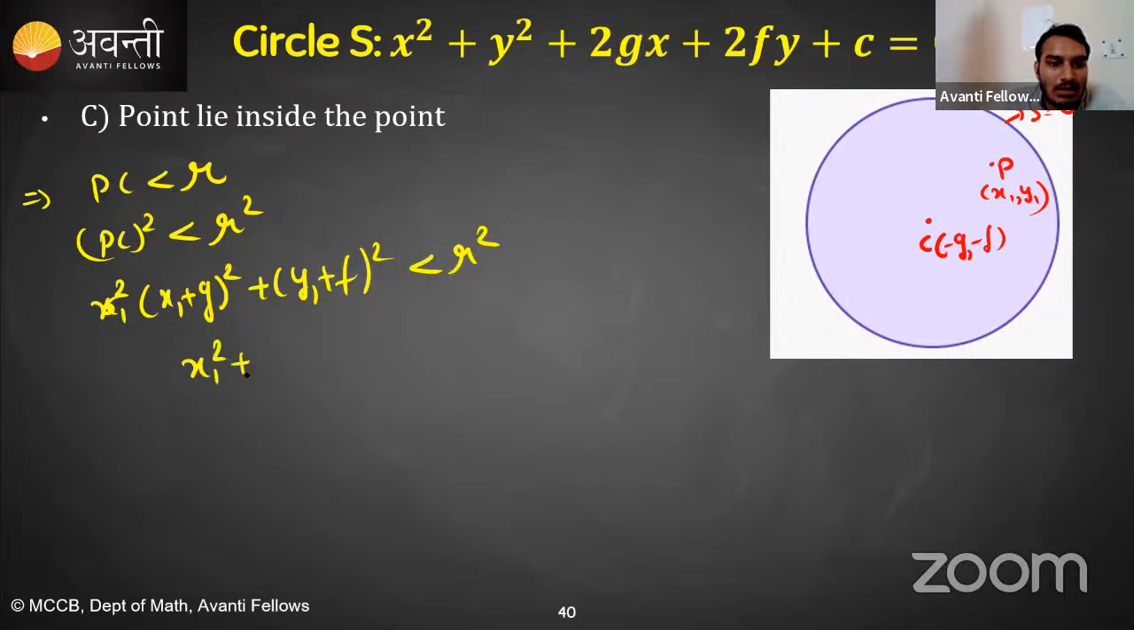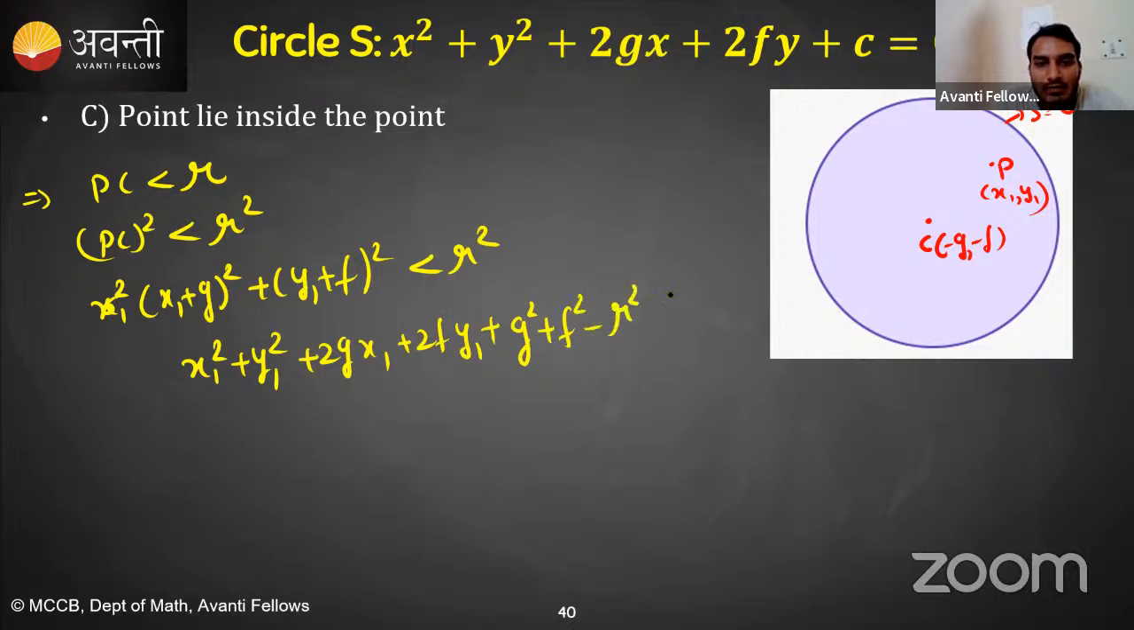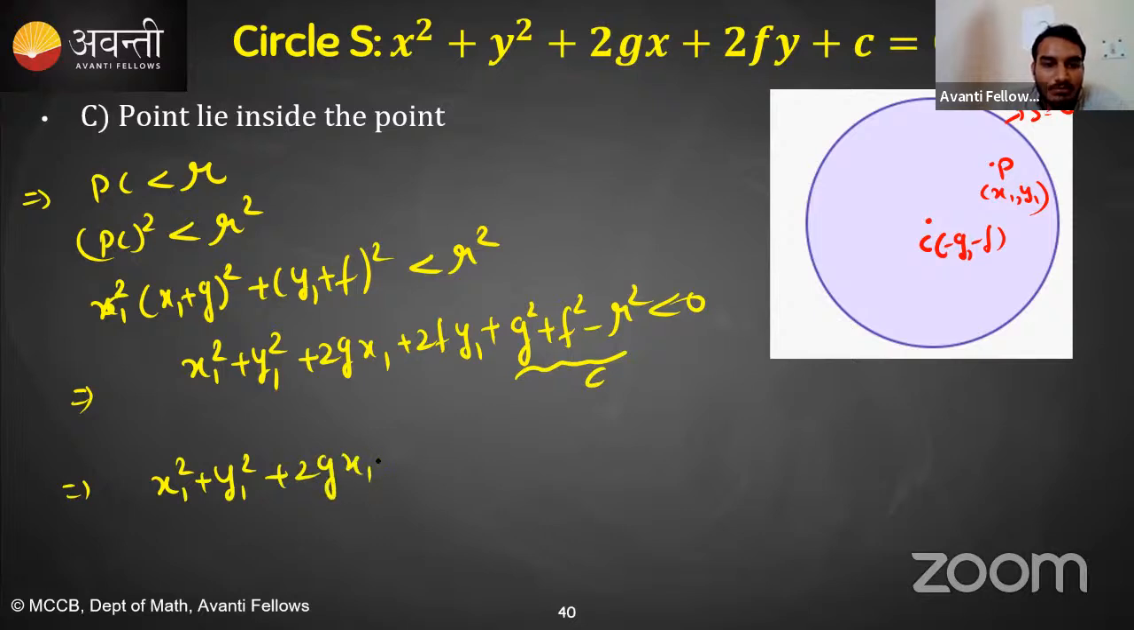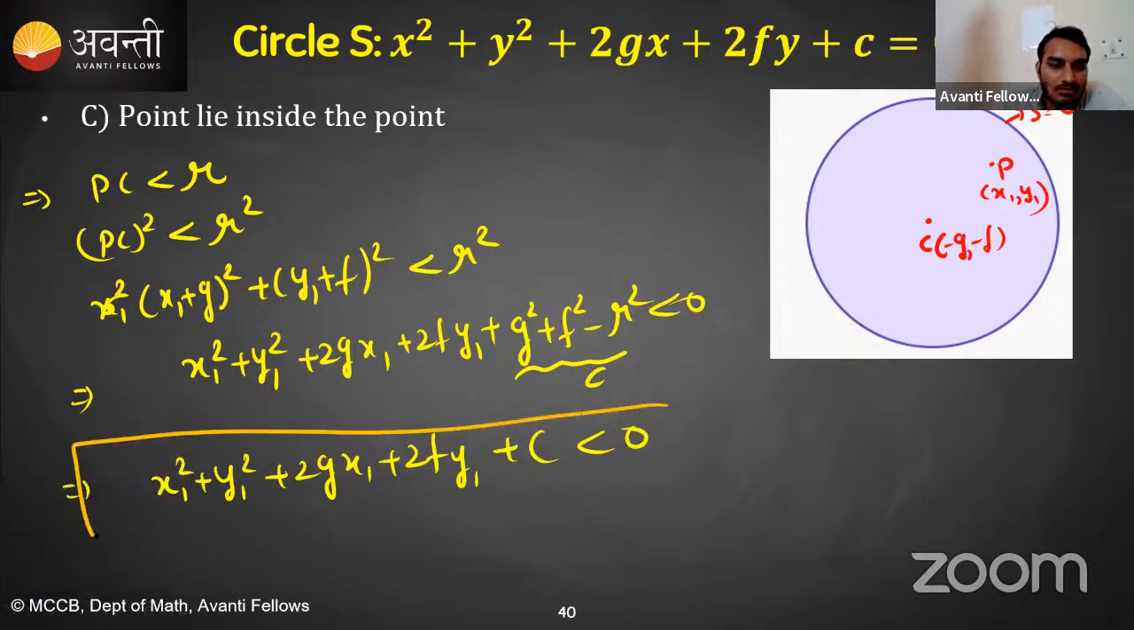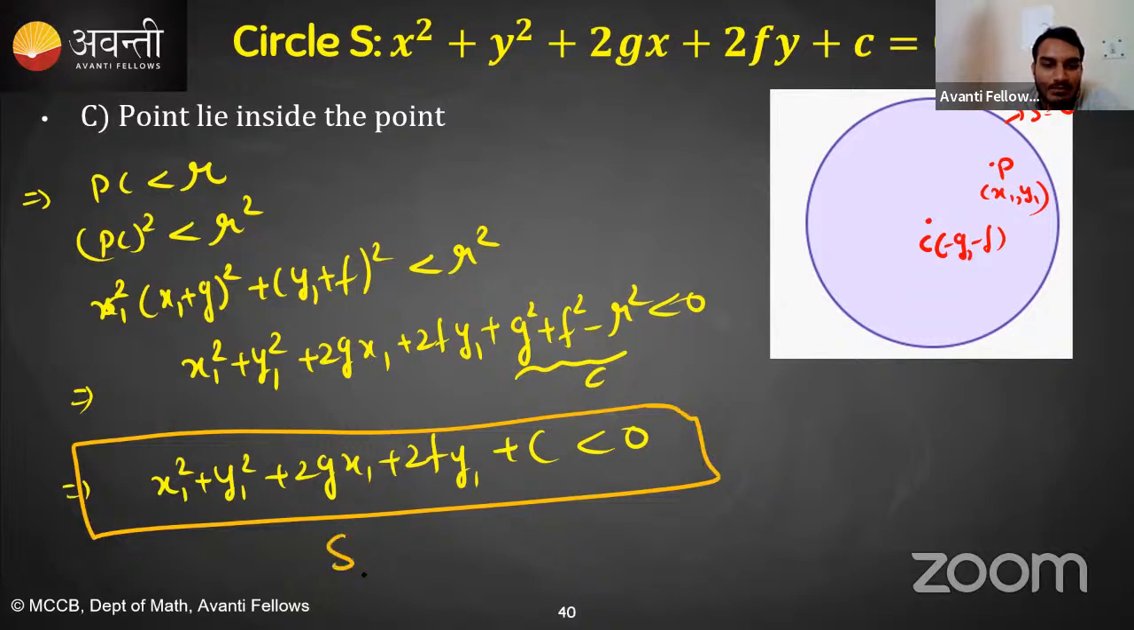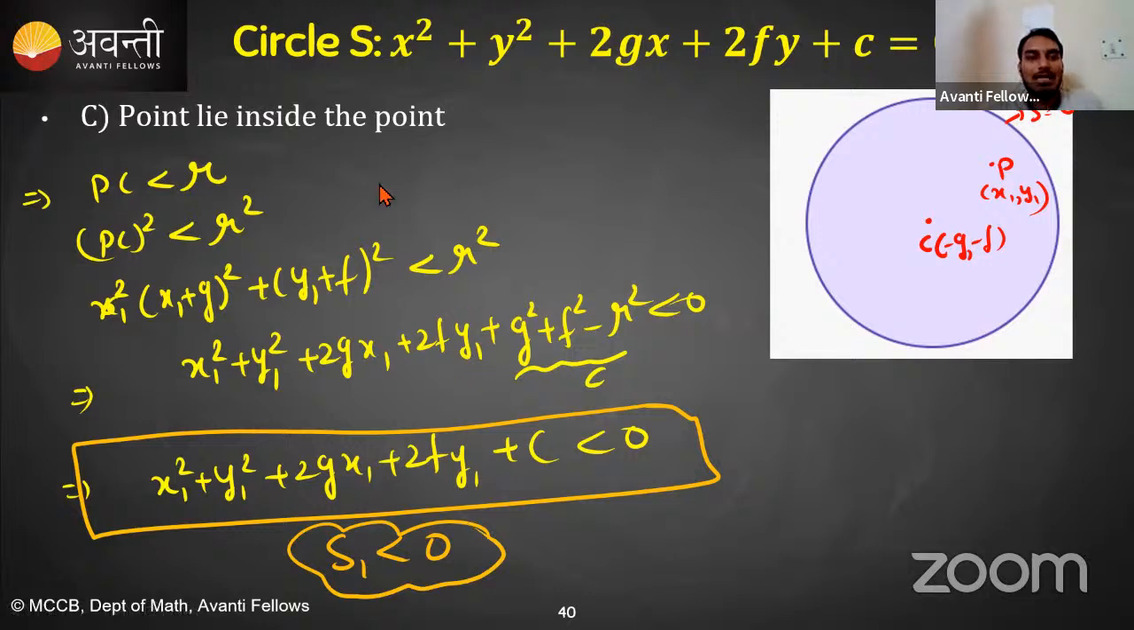Simplify this, you will get x1 square plus y1 square plus 2gx1 plus 2fy1 plus g square plus f square minus R square less than 0. This is nothing but c only. So it implies x1 square plus y1 square plus 2gx1 plus 2fy1 plus c is less than 0. So this is the required condition. This is nothing but S1 less than 0, right? S1 less than 0. Is this clear? Everyone tell me quickly in the chat box.